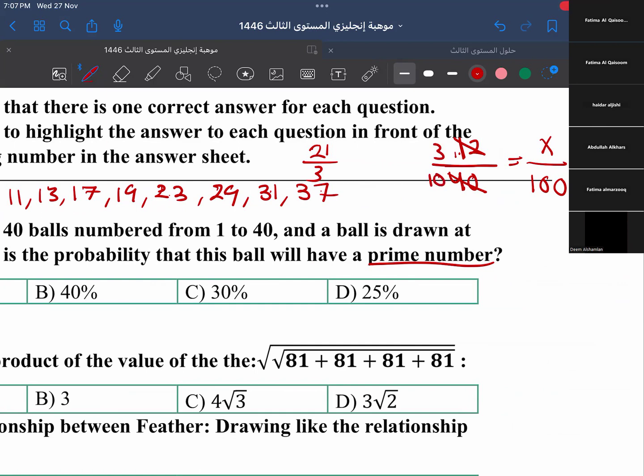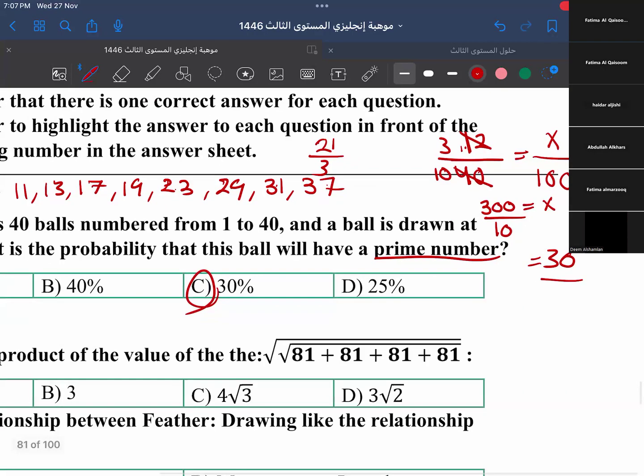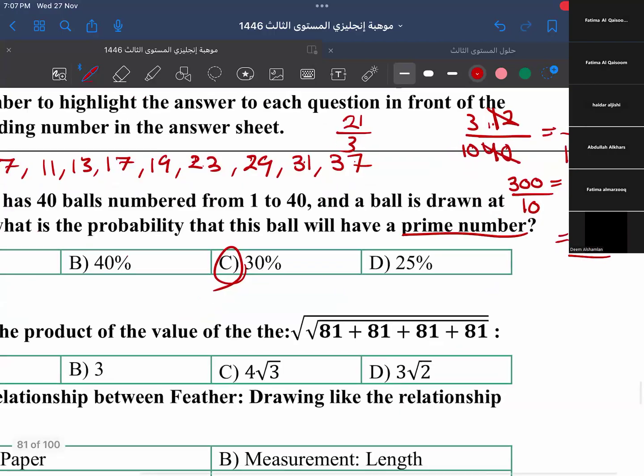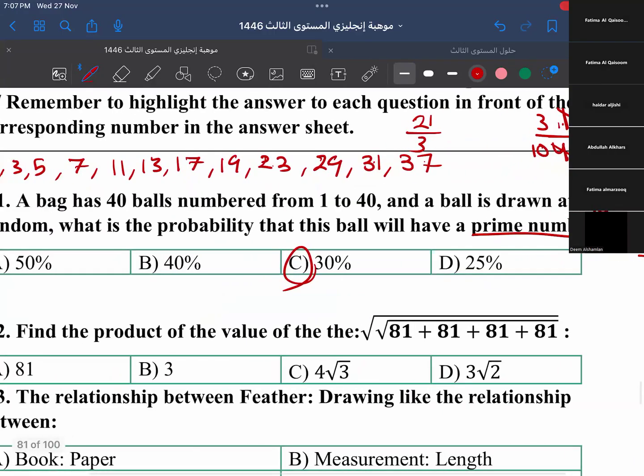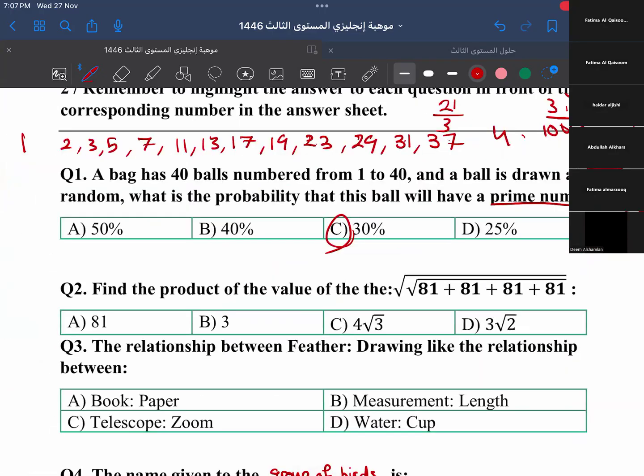So it's going to be x equals 3 times 100 over 10. We can cancel the 0. Yes, exactly. So it's going to be 300 over 10, which equals 30. So the answer is 30%. Exactly. So is it clear? We just found the prime numbers between 1 and 40, the numbers divisible only by themselves and 1. And we calculated the percentage and we got 30.